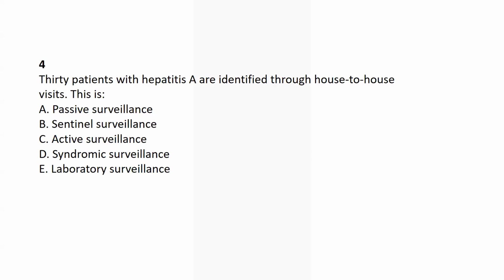Question number four: 30 patients with hepatitis A are identified through house-to-house visits. This is option A, passive surveillance, B, sentinel surveillance, C, active surveillance, D, syndromic, and E, laboratory surveillance. C. Yes, C is the right answer.